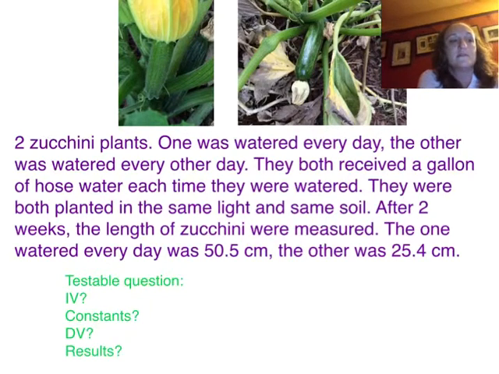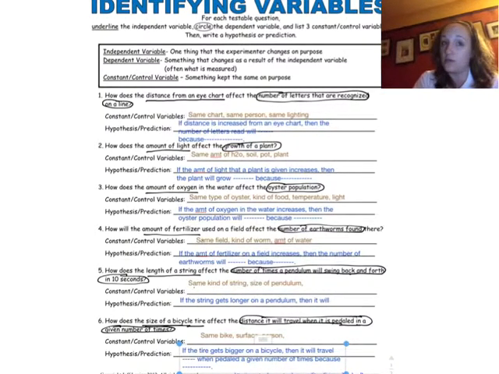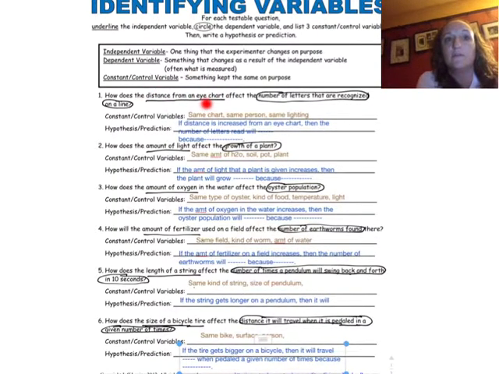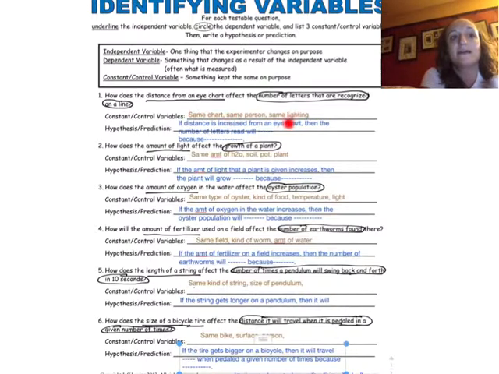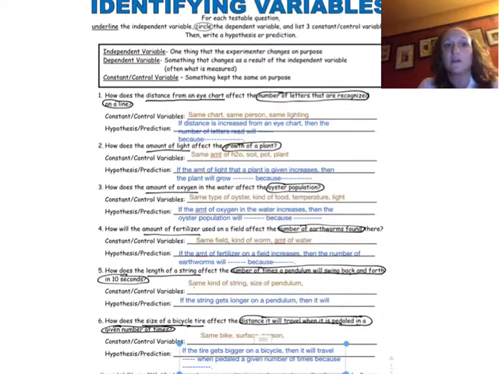Okay, and finally, this is the homework, and this is the answers to the homework. So what I would like you to do is go through and check your answers so that you can see how you did. Notice that you had to underline the independent variable. You had to circle the dependent variable. You had to write down the constants, the things that stay the same, and then you had to write a hypothesis.